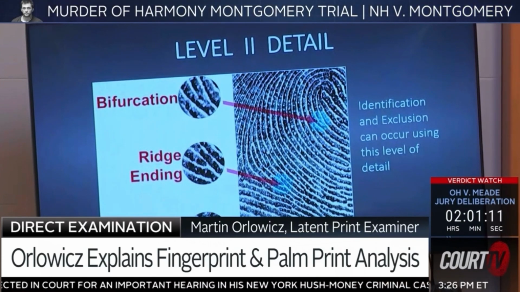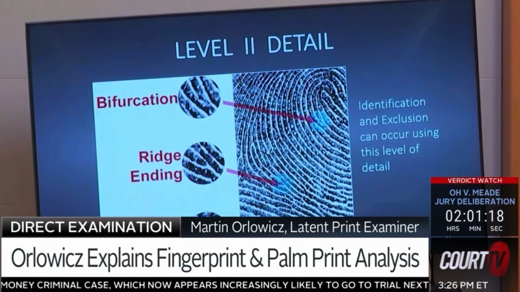And can you just describe the identification process in terms of level 2 detail? What are we looking at on this slide?